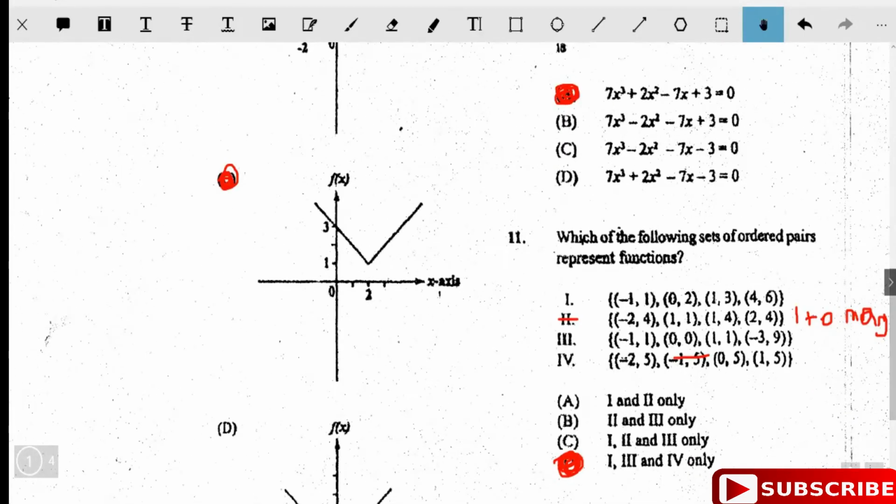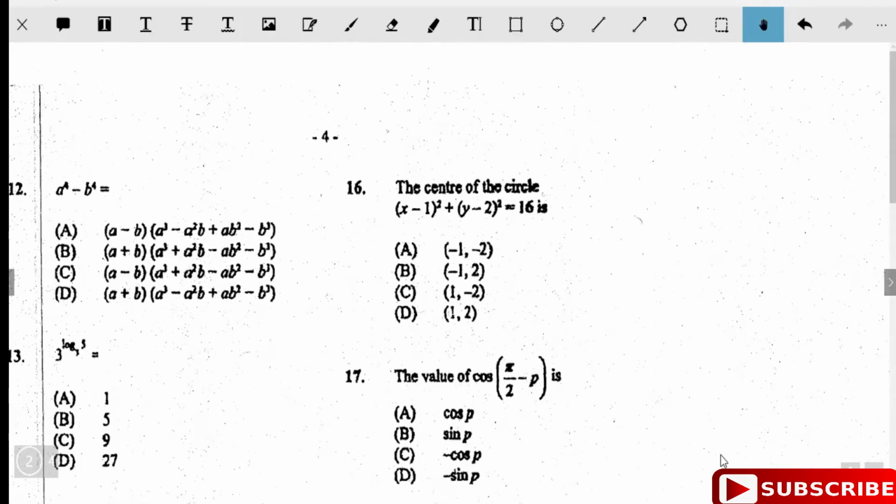Yes, sir. All right. Question 12. Question 12 is A to the fourth minus B to the fourth.